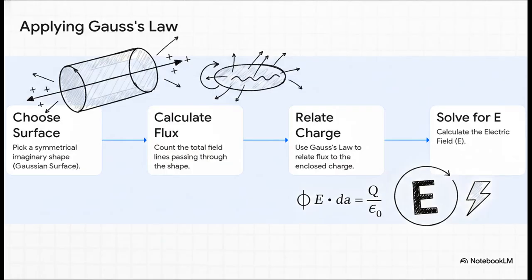So how do we actually use this? Well, it's a brilliant little recipe. First, you pick an imaginary shape that's nice and symmetrical, something that makes the math easy. Then you figure out the flux, the lines poking through your shape. You use Gauss's law to connect that flux to the charge inside, and bam, you can solve for the electric field, E, in a way that would have been impossible before.